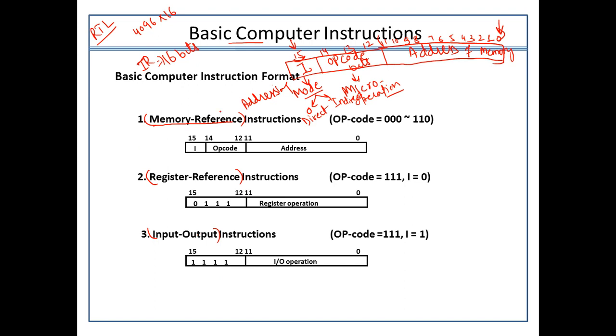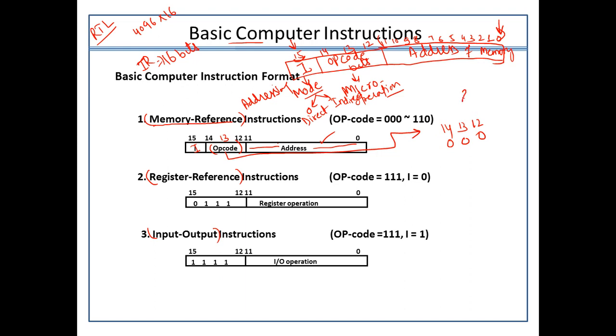So if any instruction is a memory reference instruction, the idea is that it will have a 12-bit address, any combination of 12 bits, and some opcode bits will be present. These opcode bits I need to remind you here: bits 12, 13 and 14 are there. What could be the combination of it?